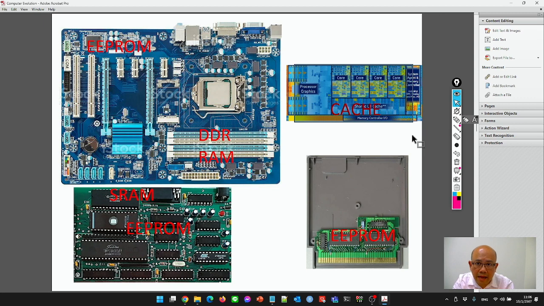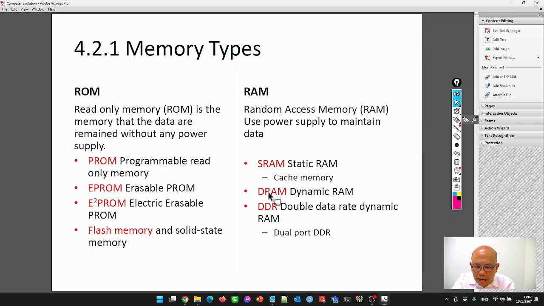SRAM reads and writes very fast when compared to the DRAM, but it is expensive, maybe over 6 times, because each cell in the SRAM has over 6 transistors, but DRAM has only 1 transistor. Now move to the DRAM.